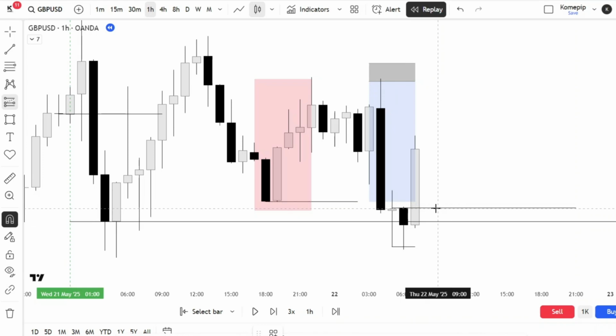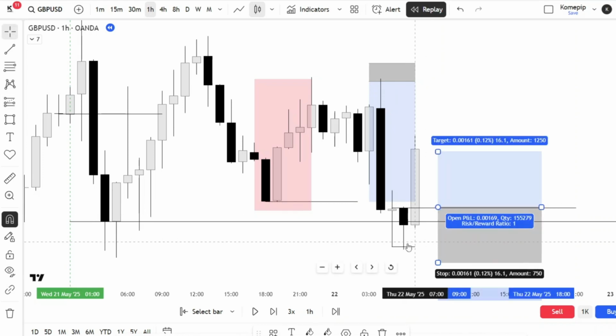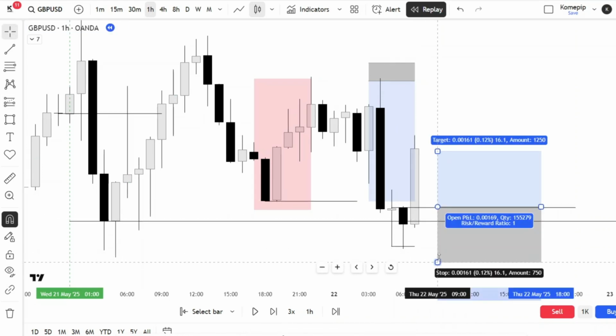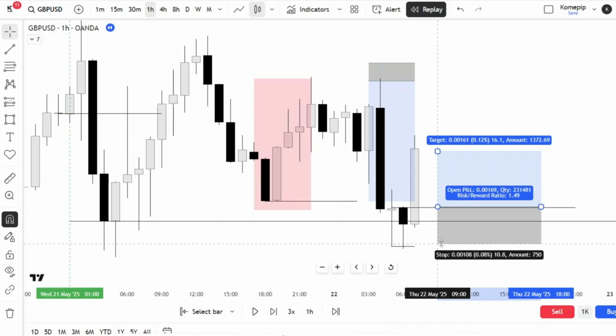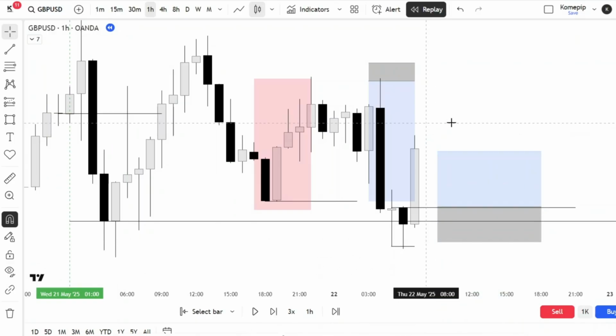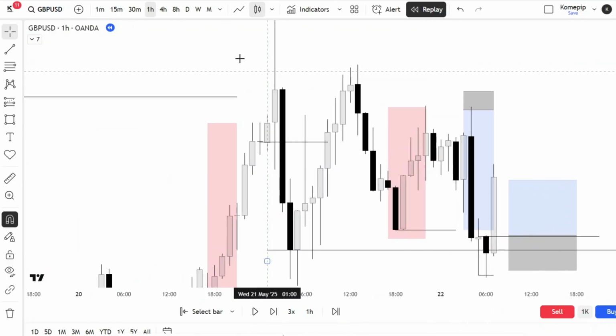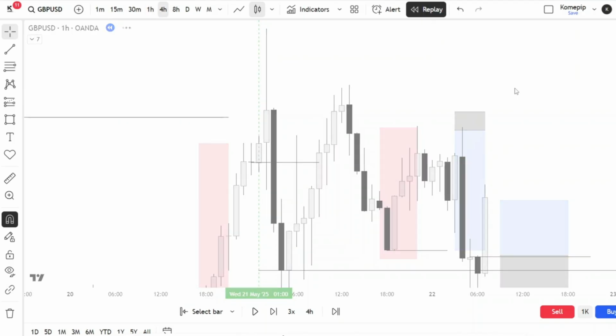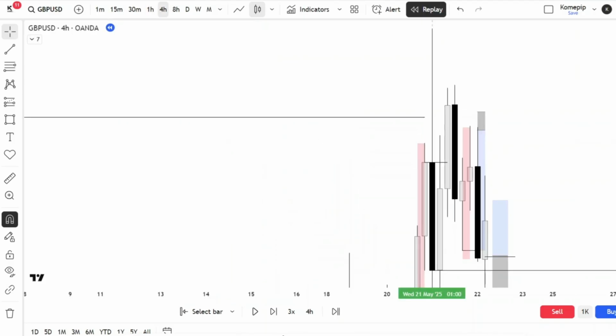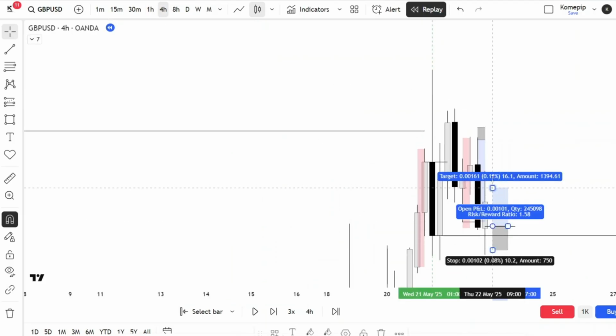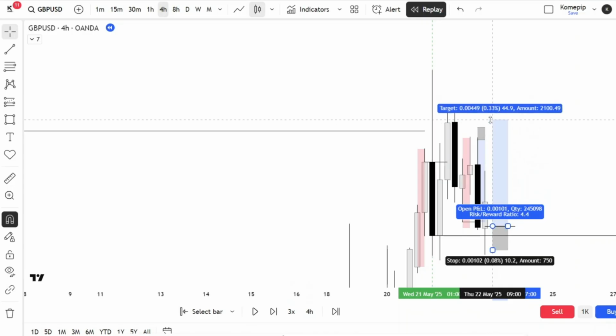All right, so what we'll do is this: we'll place our entries right there, and just a 10 pips stop loss, and we're okay. And where are we going to target? We can target the 4 hour fresh zones. So where are the fresh zones? For example, this is a fresh zone, the 4 hour.